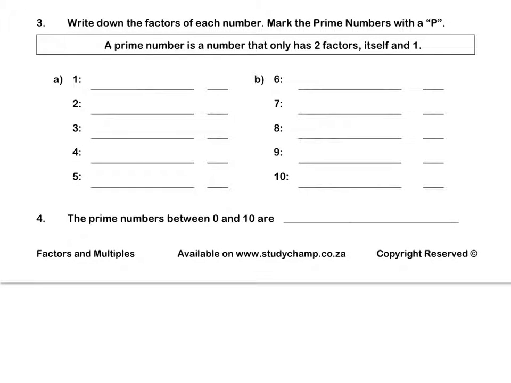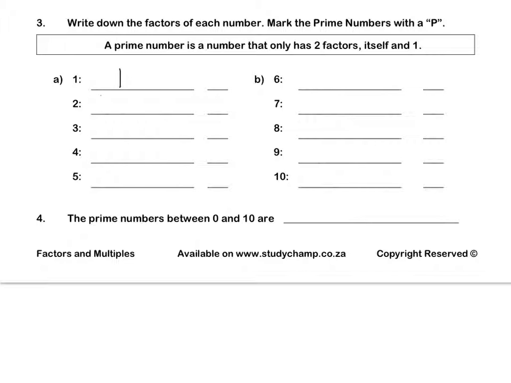Question 3. Write down the factors of each number. Mark the prime numbers with a P. Remember, a prime number is a number that only has 2 factors, itself and 1. Let's do question A together. The factors of 1 is just 1. Therefore, 1 is not a prime number.